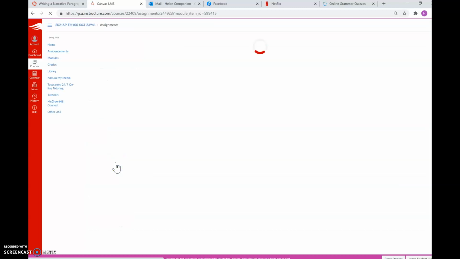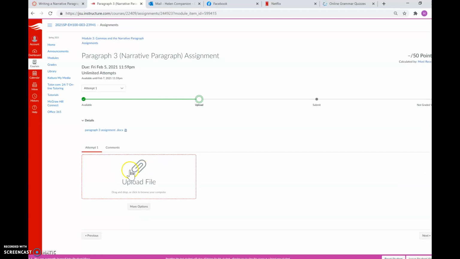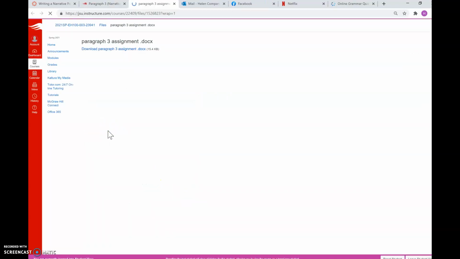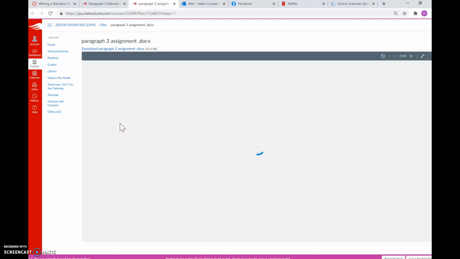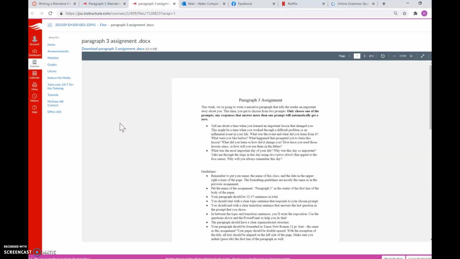Let's go ahead and look at the paragraph 3 assignment, and it's going to be very similar. I forget I'm in student view. It's going to be very similar to the paragraph 2 assignment. The only main difference is that it's a narrative instead of a descriptive, and this time you get a choice of 2 prompts.